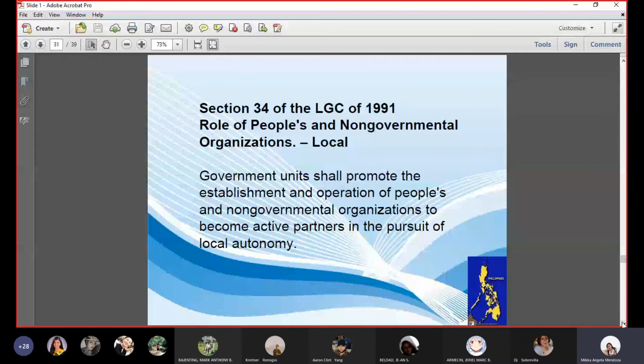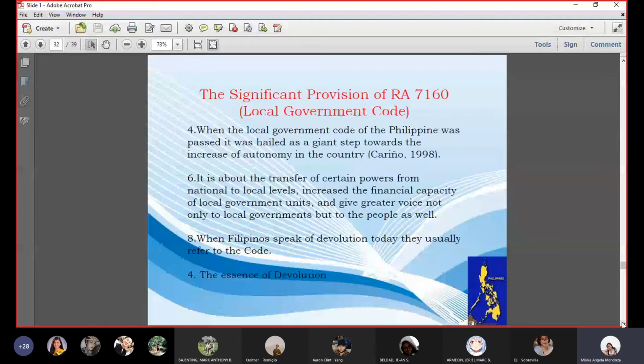Section 34 of the LGC, local government units shall promote the establishment and operation of people's and non-governmental organizations to become active partners in the pursuit of local autonomy. So mao na to akong giingon ganiha. Now, the significant provision of RA 7160. When the Local Government Code of the Philippines was passed, it was hailed as a giant step towards the increase of autonomy in the country. Okay?